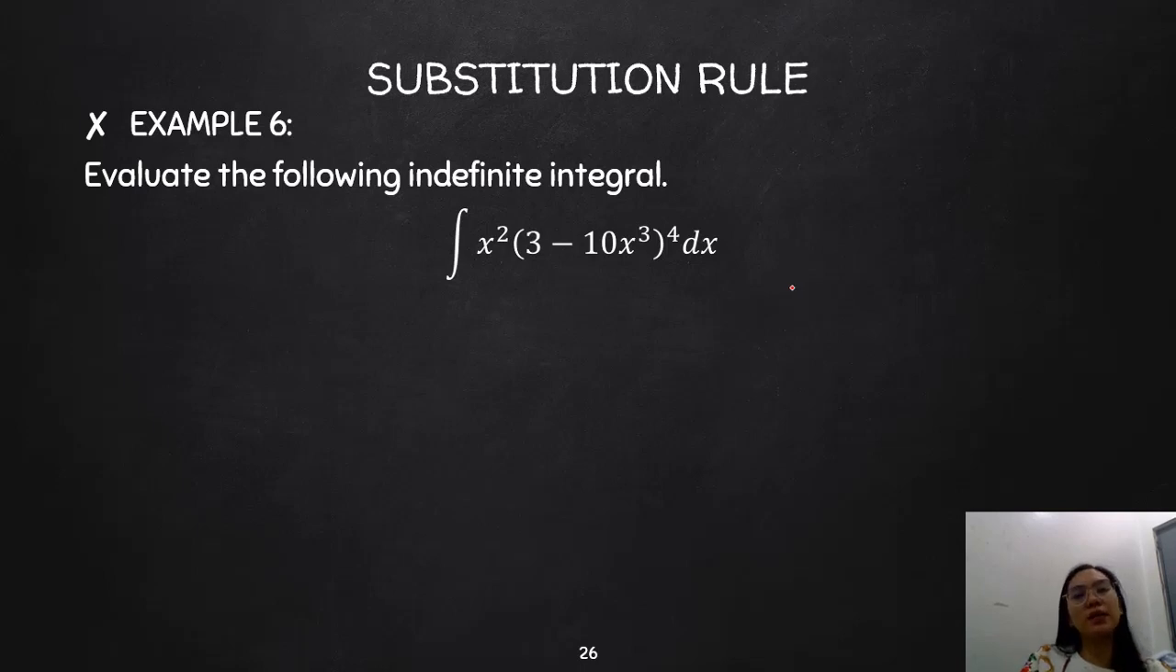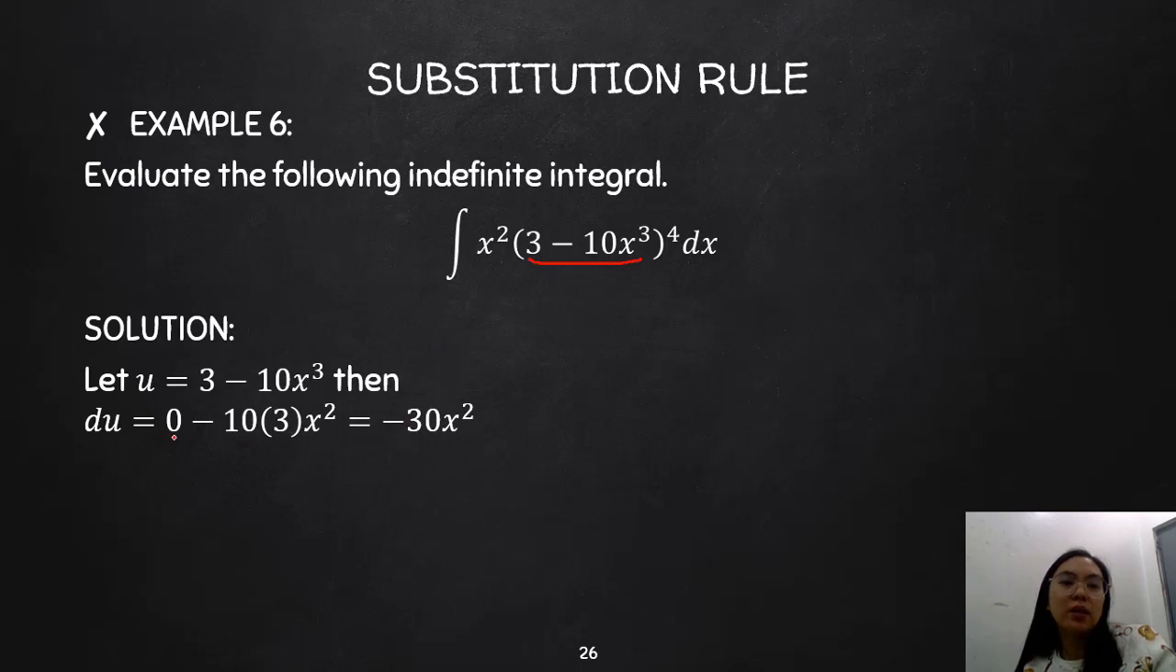So, let's take a look at another example. So, you have the integral of x squared multiplied by 3 minus 10x cubed raised to 4 dx. So, simply looking at the equation, ano kaya ang ililet natin to be equal to u? So, kung i-check nyo, itong part ng function na to, 3 minus 10x cubed, pag kinuha mo yung differential niyan, mabibigyan ka ng function na may x squared. So, definitely, we let u be equal to 3 minus 10x cubed.